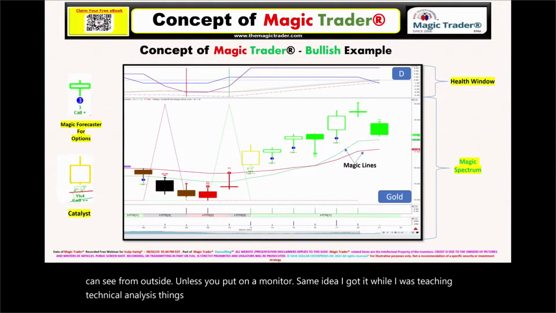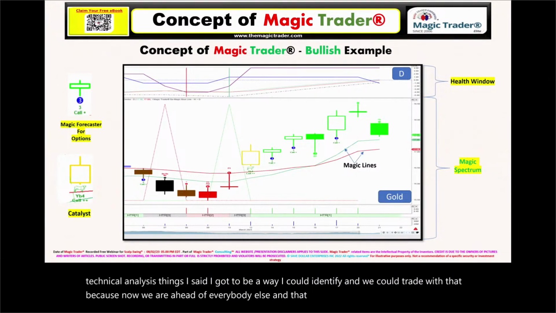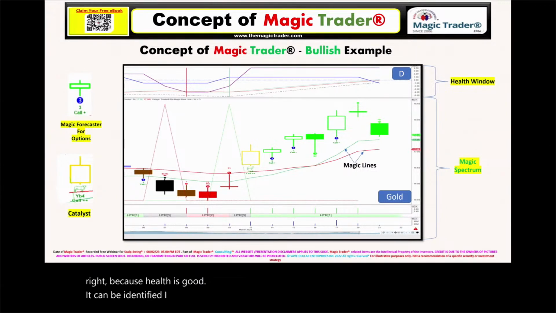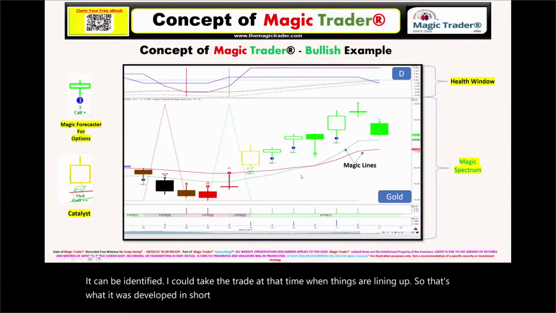I said, there has got to be a way I could identify, and we could trade with that, because now we are ahead of everybody else. And that opened up a door for pinpoint entries, right? Because health is good, it can be identified. I could take the trade at that time when things are lining up. So that's how it was developed, in short. This is what we call spectrum.